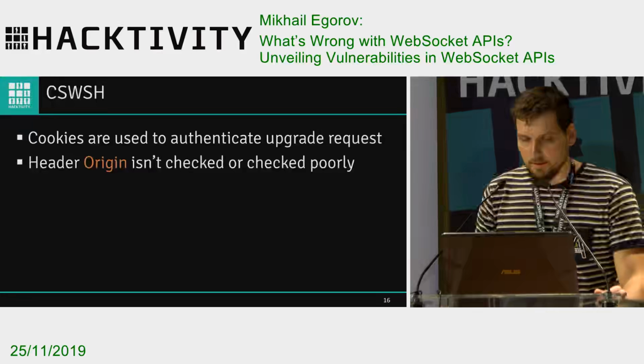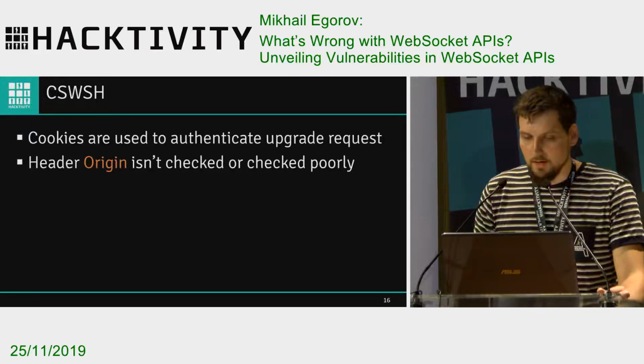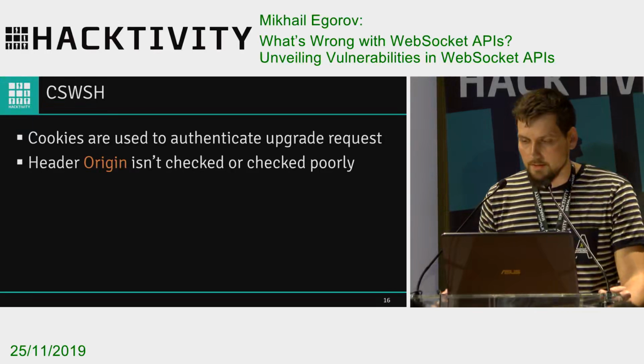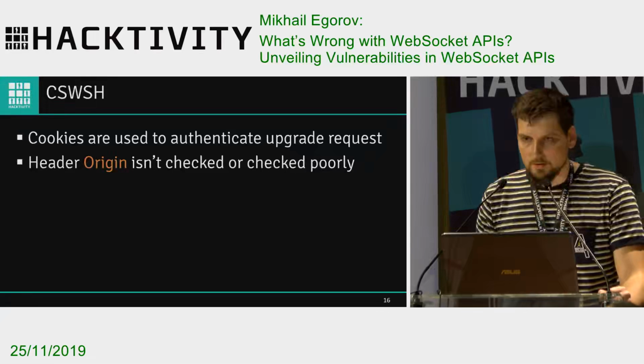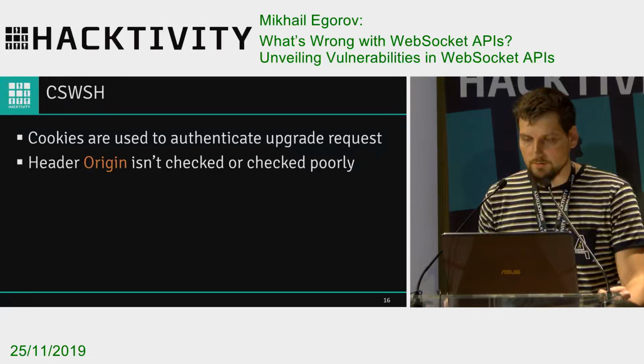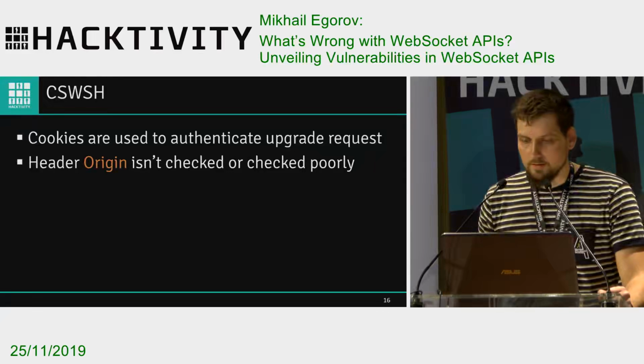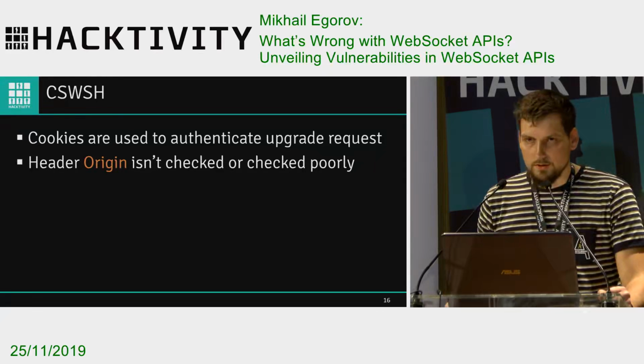Cross-site WebSocket hijacking attacks work when a cookie mechanism is used to authenticate WebSocket upgrade requests, and the Origin header isn't checked properly on the server side. This includes both cases: when the origin isn't checked at all, so any origin is trusted, or when the origin is checked poorly.